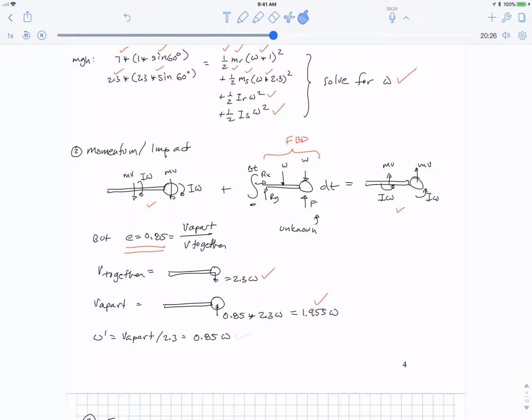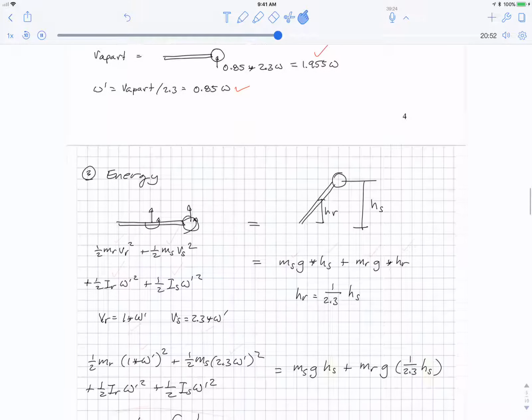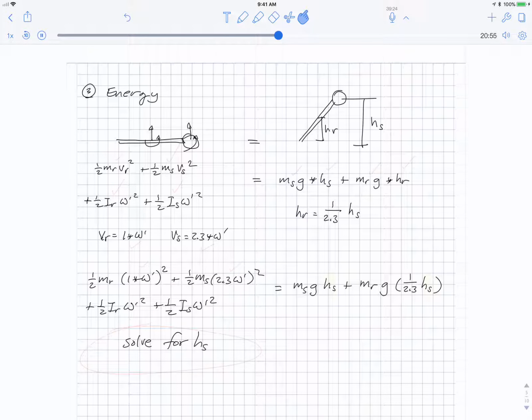And so that's a number you could get. Another way to think of this is the omega apart is that 1.955 omega divided by 2.3. Well, that just comes out to this 0.85 omega. So the omega going down is omega, and omega coming back up is 0.85 omega. But either way, you can get the number for the velocity going up or the omega going up. So once we know the omega and the velocity, we can get the new height.